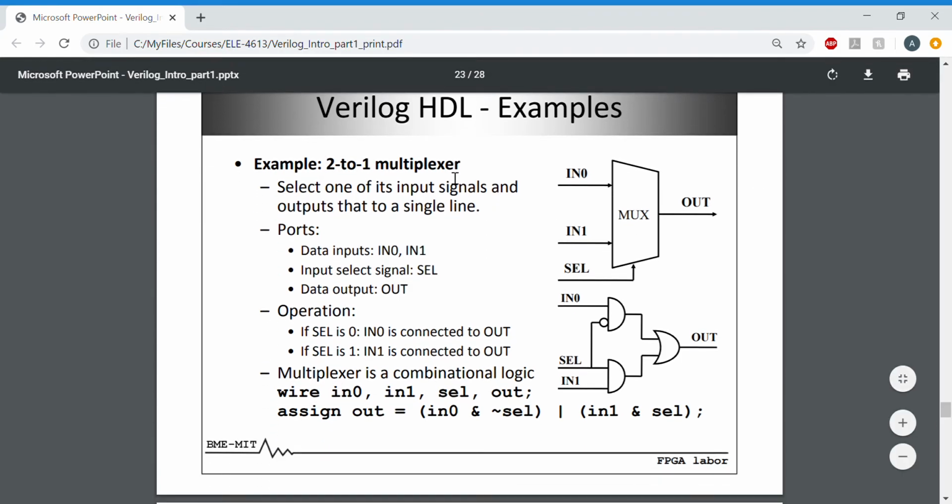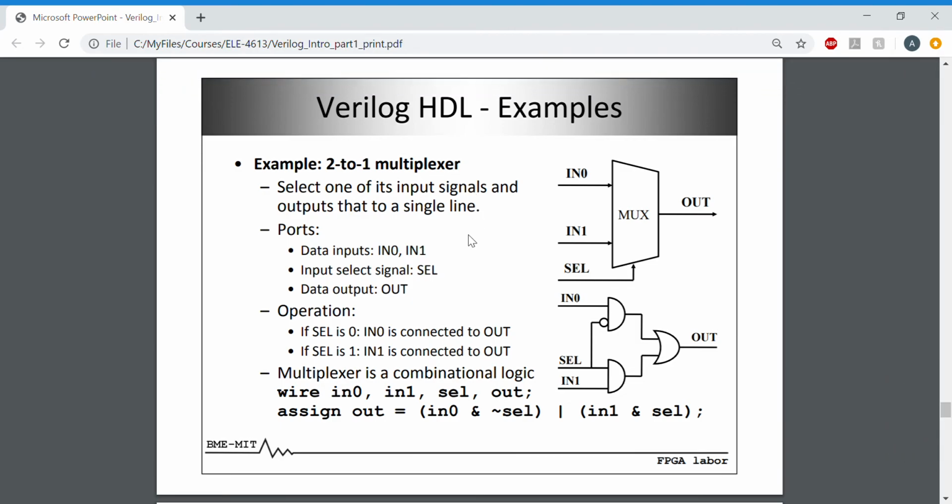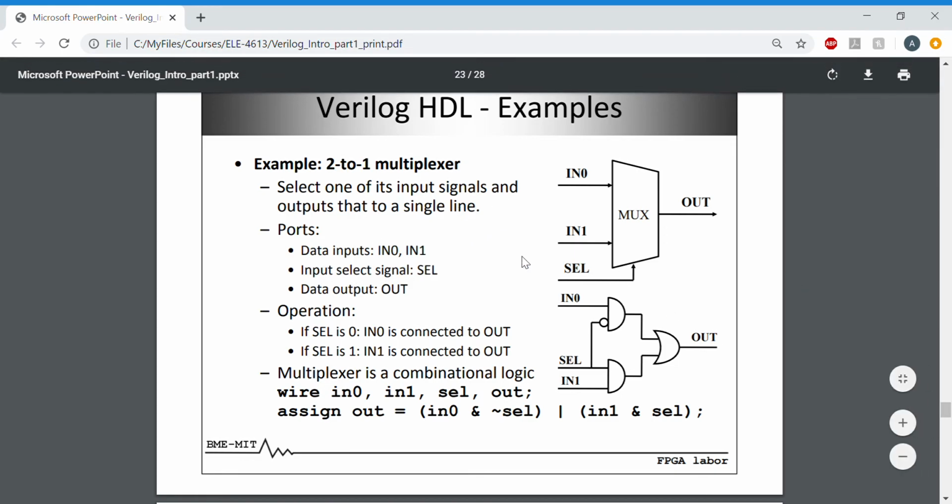Example: 2-to-1 multiplexer. This is an example where we are describing a 2-to-1 multiplexer. It selects one of its input signals and outputs that to a single line. So there are just 2 inputs, the inputs are single bit, and the output is actually 1 bit as well. You have a selection line, and this is the implementation. This is one way of doing it using gates.